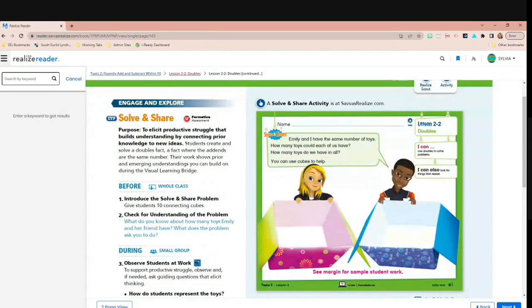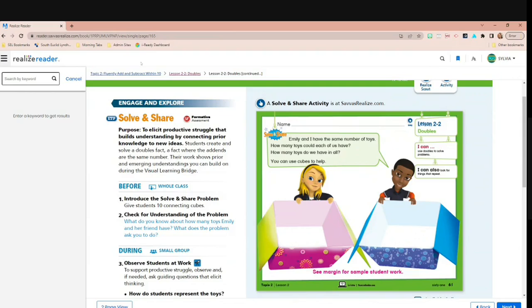A solve and share is a problem where the purpose is for your students to struggle, because we know that struggle builds understanding by connecting prior knowledge to new ideas. During the solve and share time of math, students create and solve a problem. Each day they have a different problem and they're going to show their work.